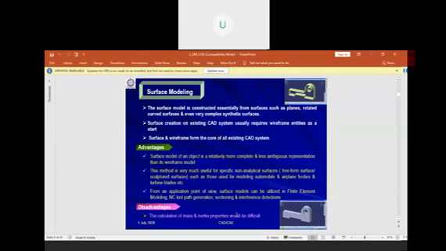From an application point of view, surface modeling can be utilized for finite element modeling and also for toolpath generation. But calculation of the mass property and inertial property is difficult with wireframe and surface modeling.